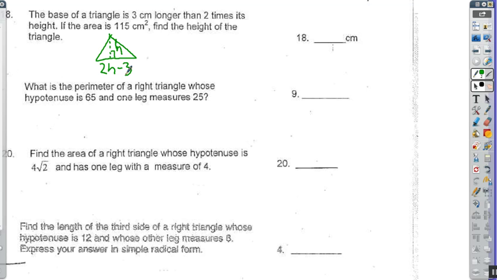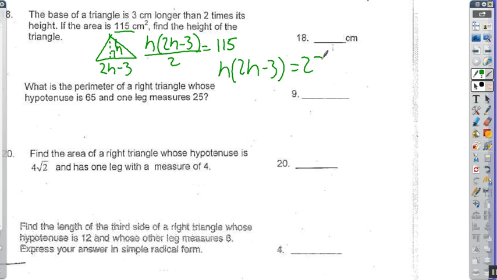And we know the area of a triangle is base times height divided by 2. So we have h times 2h minus 3 divided by 2, and this all equals 115. This is already looking like a nasty problem, but let's solve for h. We need to get the h. So let's multiply everything by 2. So we get h times 2h minus 3 is equal to 230.